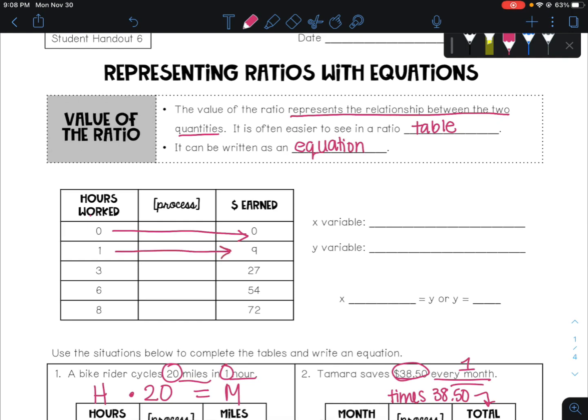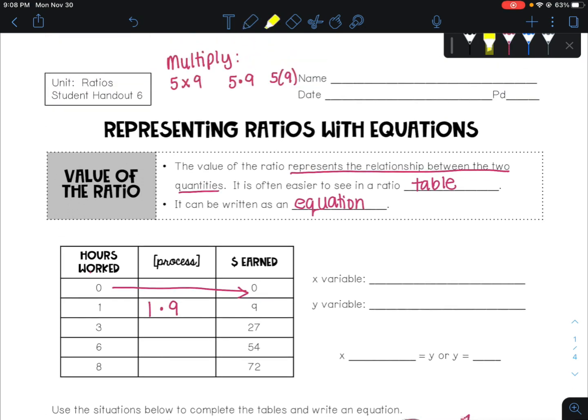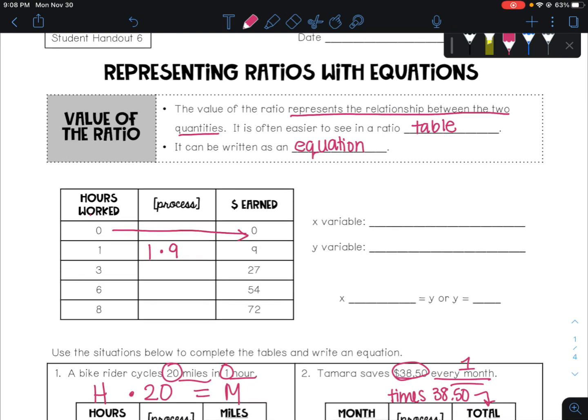But to get from 1 to 9, we could multiply. We'd have to do 1 times 9. And I just want to remind you there are several ways to write multiplication. Okay? And you can kind of choose which one you want. I'm going to use the dot because it's best for the topics that we have coming up. Okay, 3 to 27, that would be 3 times 9. 6 to 54 would be 6 times 9. And then 8 to 72 would be 8 times 9.